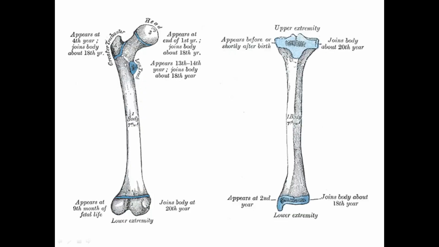Here again, this is the femur and the tibia showing you the different ages where the different ossification centers appear and at what point they close. So a general idea about this is more than enough. You don't have to study the different ages.